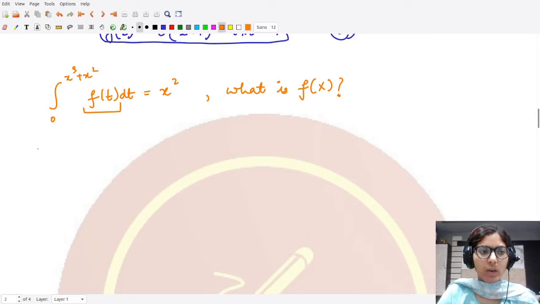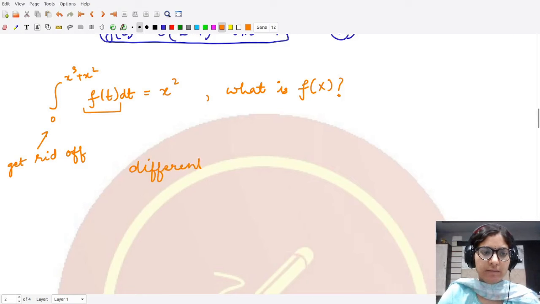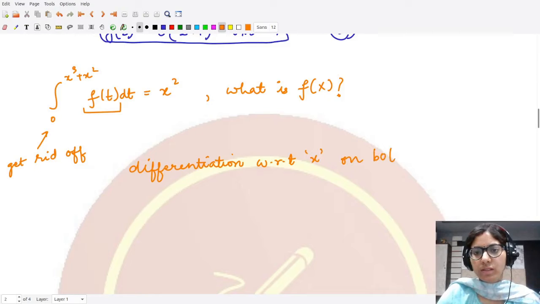We are required to get rid of this. So we wanted to get rid of this from the integration sign, right? So how can we do that? We have to perform differentiation with respect to x on both sides, right? And how can you perform differentiation under an integration sign?